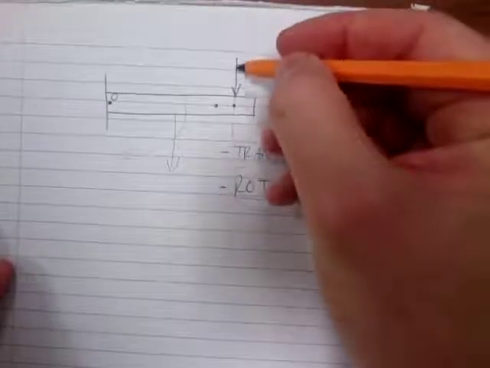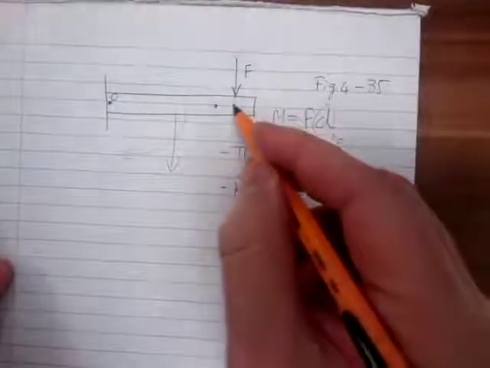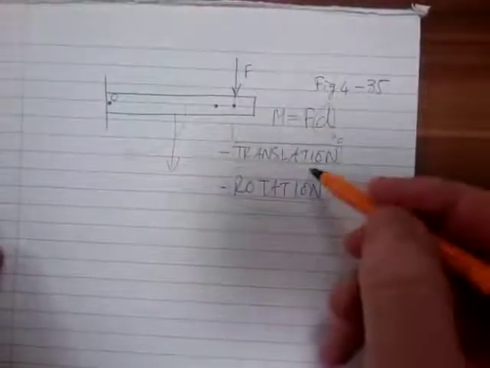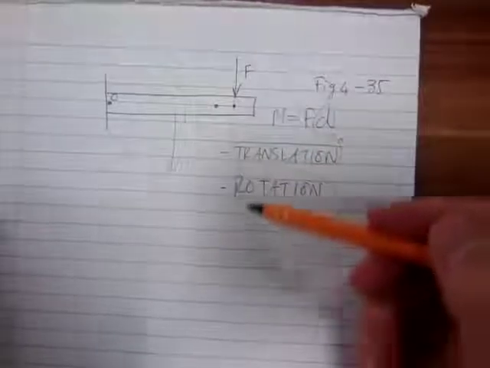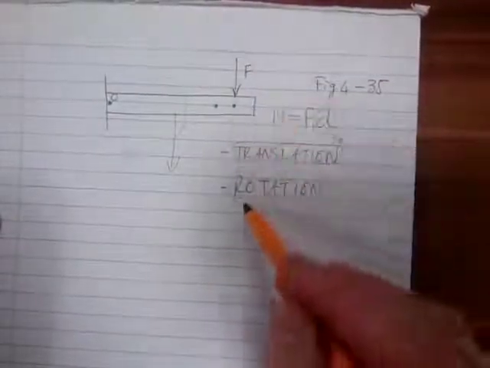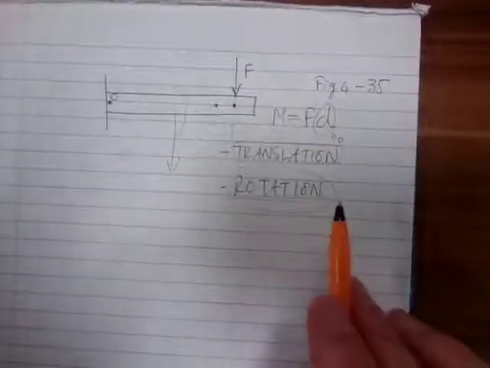If that point is along the line of action of the force, then all that point is going to see is a tendency to want to translate, meaning move in a straight line. That's it, because there's no moment arm. So at that point there's going to be no rotational effect. There's going to be no moment.